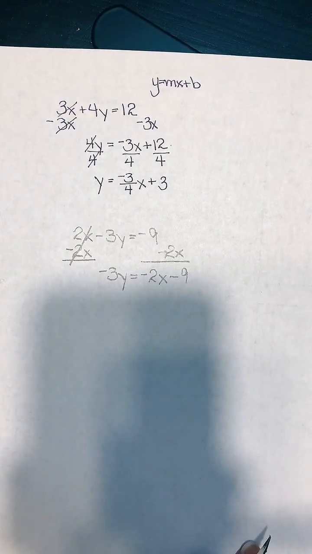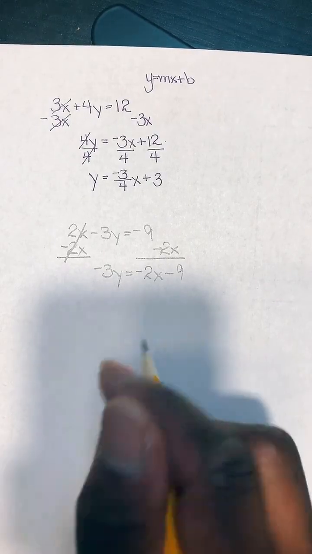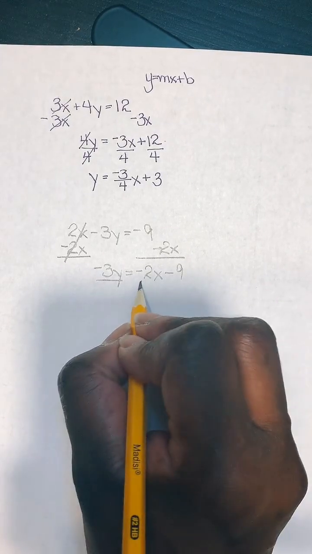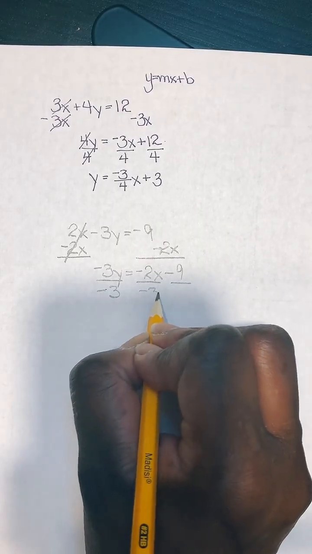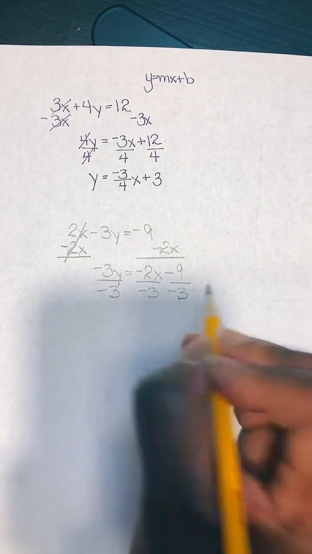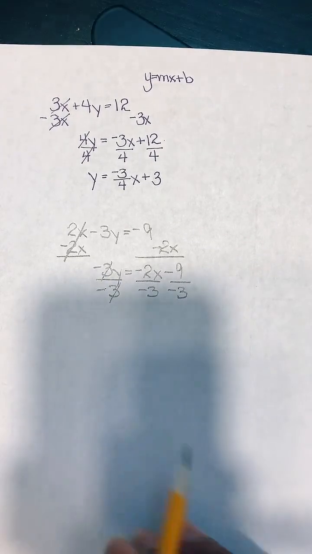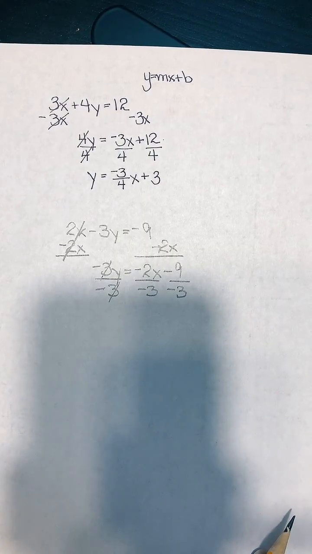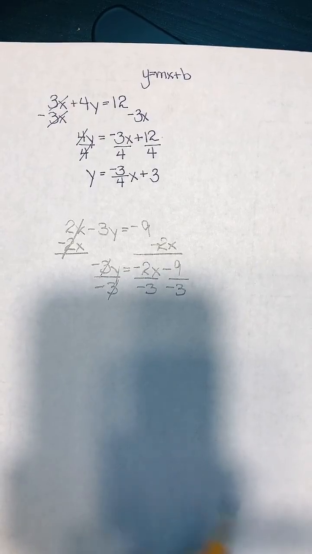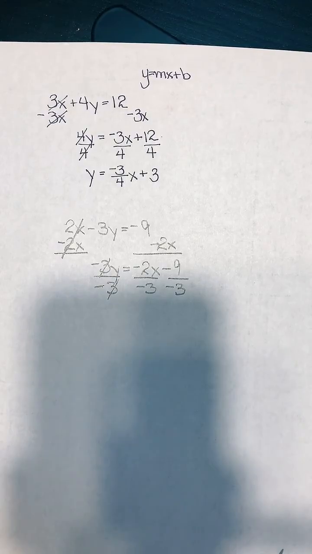So I want to get them equal to y. So we're going to divide everything by -3. So I can get y by itself. I set them equal to 0. Yeah, no. This is linear. Setting equal to 0 is only for quadratics, okay? So this is for linear.